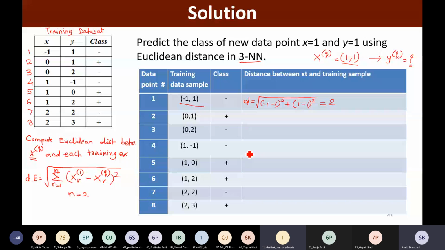I didn't understand that second term. This is the first feature from this xi, so -1, minus the first feature of xq, which is 1. So -1 minus 1, whole square, plus, there are two features, so we have these two. This is the second feature 1, and this is the second feature 1. So 1 minus 1, square.